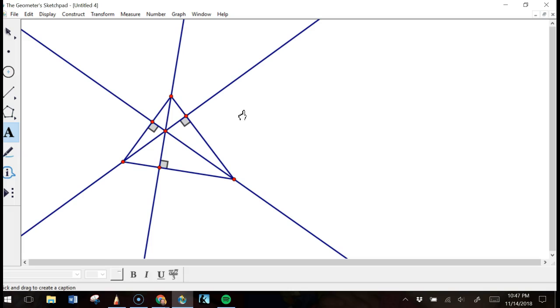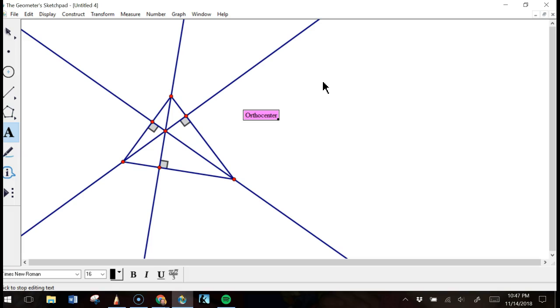We have a name for this. We call this the orthocenter. It really has no practical applications, but ortho meaning right. So it's the center formed by altitudes which form right angles with the sides and go through the vertices.